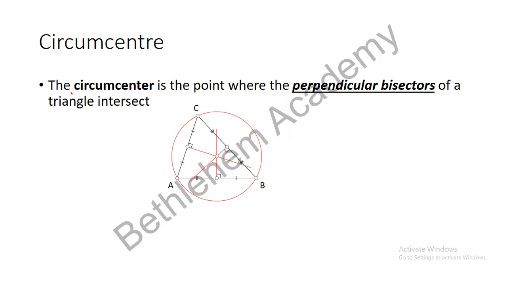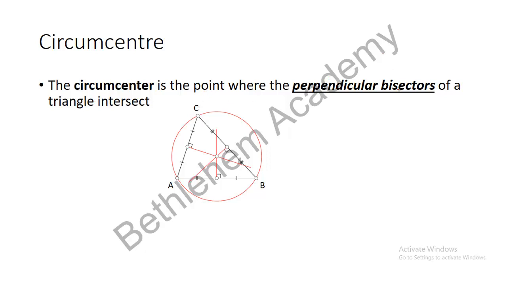Let us look at the concept of circumcenter of a triangle. Triangles will have different centers such as orthocenter, excenter, incenter, and circumcenter. So circumcenter is the point where the perpendicular bisectors of a triangle intersect.